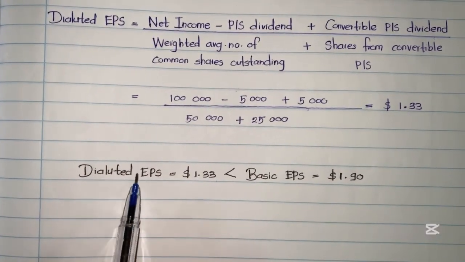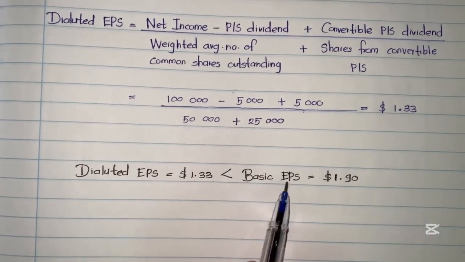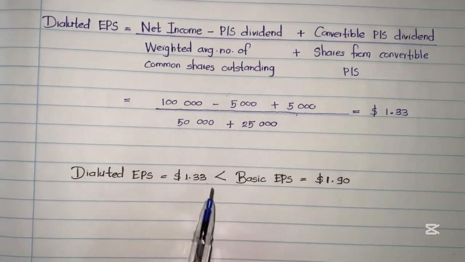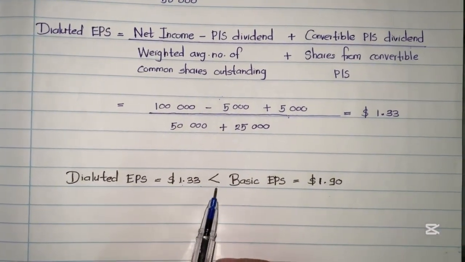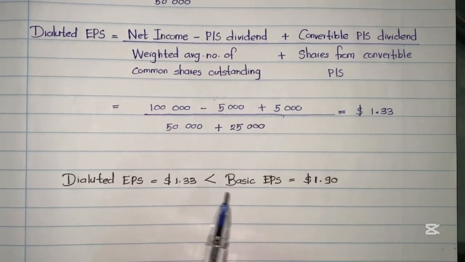Finally, diluted EPS is lower than basic EPS because that conversion reduces EPS, because the same profit is spread over more shares.